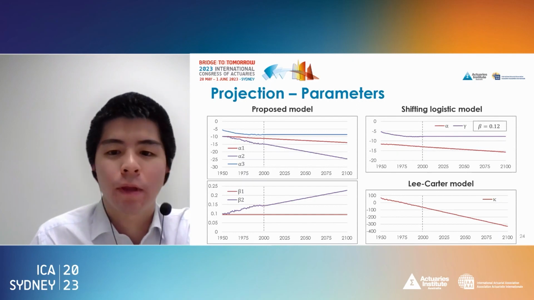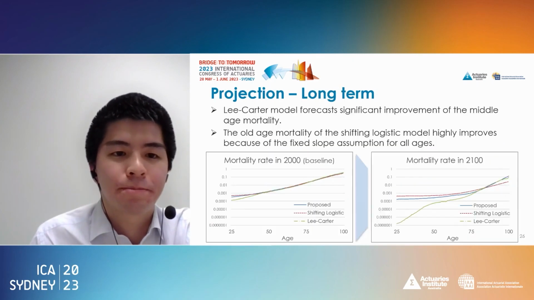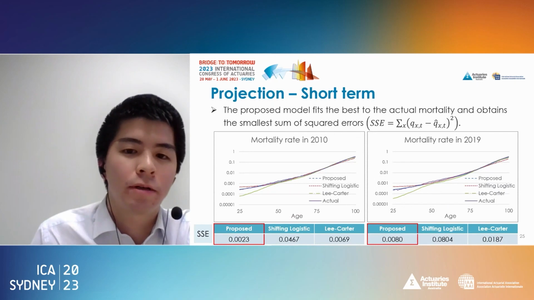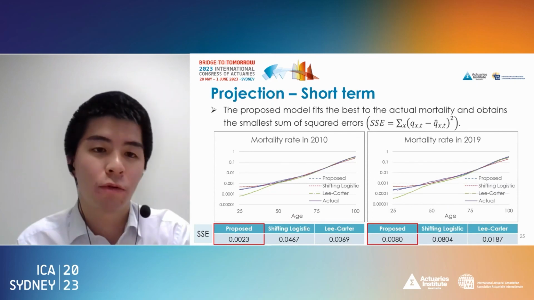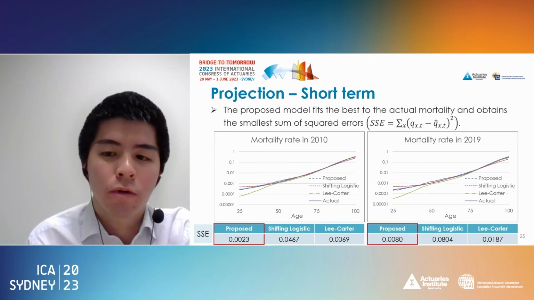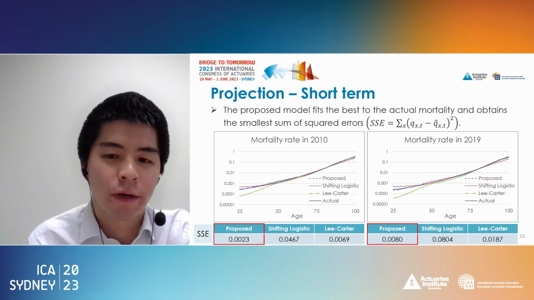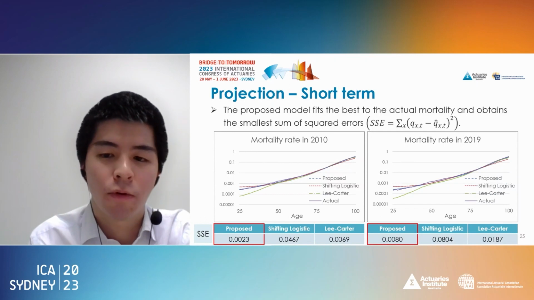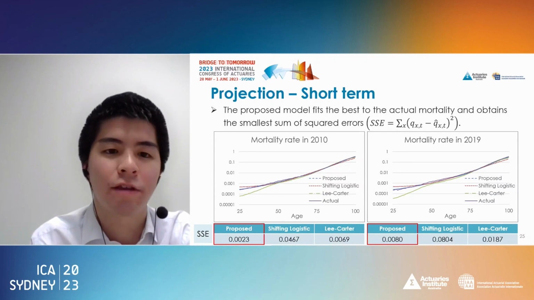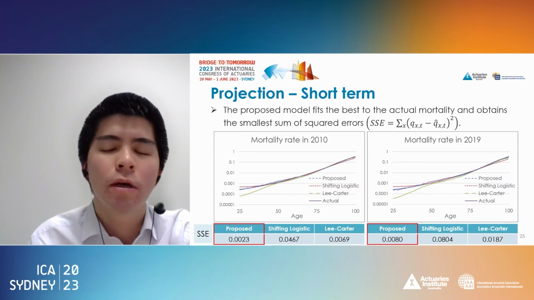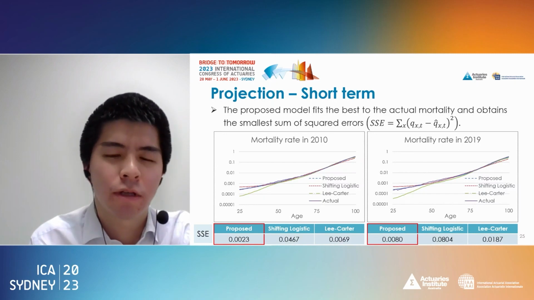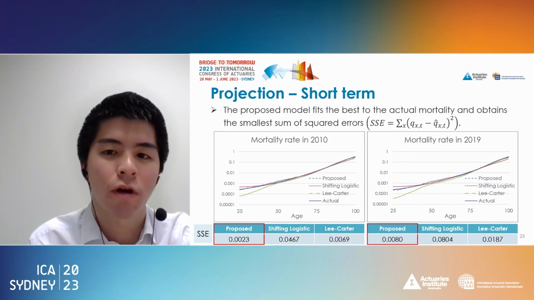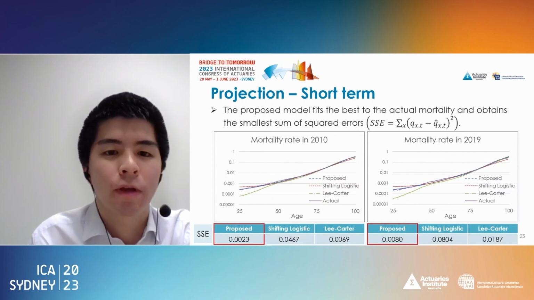Okay, so let's look at the results. At first, for short-term projection, the proposed model makes the best performance in terms of sum of squared errors, both in 2010 and 2019. We can also observe the fitness of the proposed model to the actual curve in the charts visually.